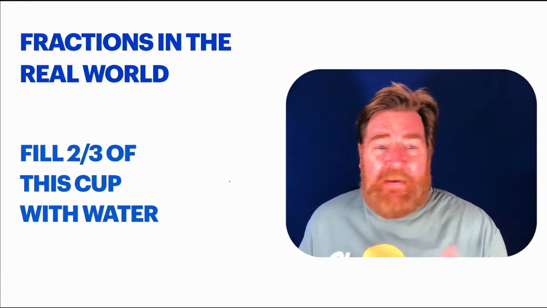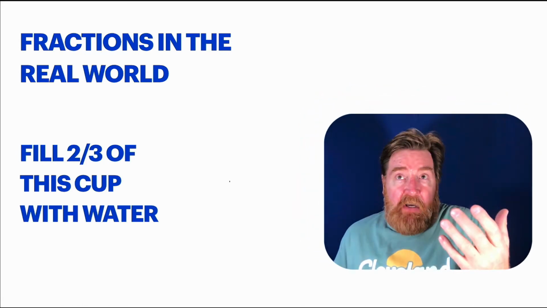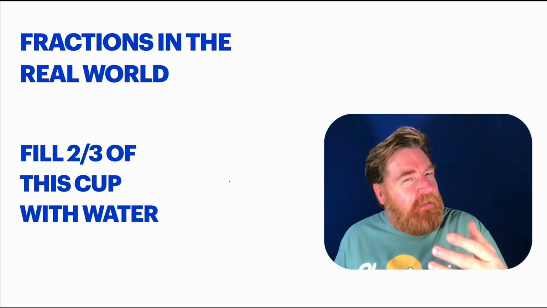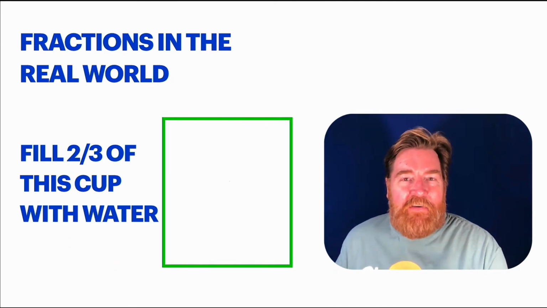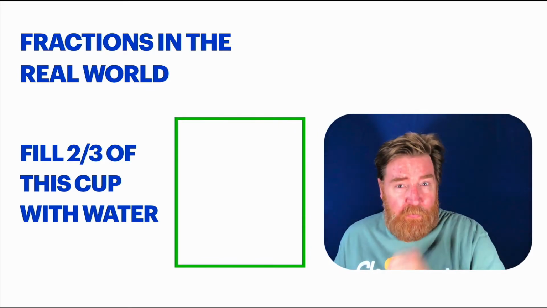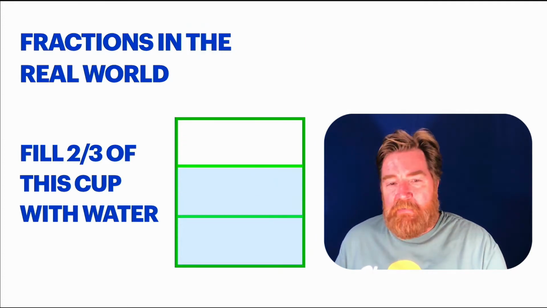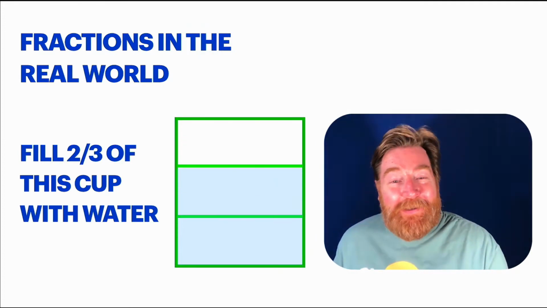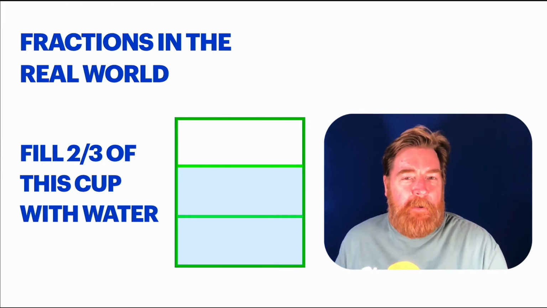Now we also did a whole bunch of other work, like we went into the real world to say, if you've got a cup here, and it's 1 cup, and you want to fill 2/3 of it, well, that's no different. You should be able to do that. Just eyeball it and get really close to it. So 3 equal pieces, and fill in 2 of them with water. It looks like, there it is, 2/3 of that cup is filled. Looking all right? All right, you guys got this.